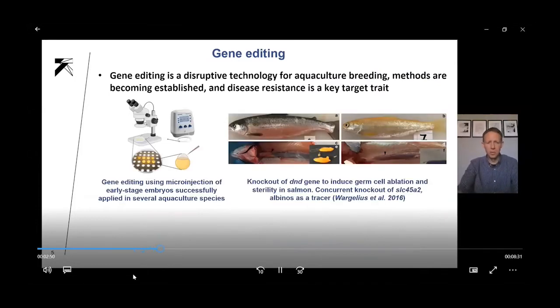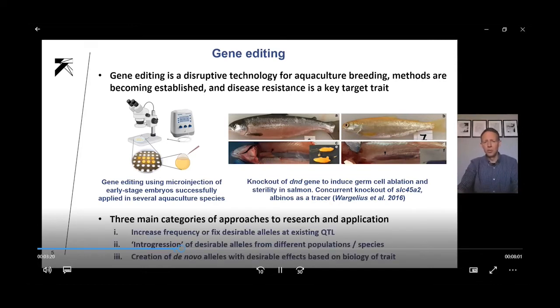Typically, gene editing, and we'll have heard some of this today, has been performed using microinjection into early stage embryos, which has been successfully applied in a number of aquaculture species, with one of the first examples coming from the group of Anna Wargelius with the knockout of the DND gene to result in germ cell ablation sterility, and you can see also the concurrent knockout of the SLC45A2, resulting in albinism, which is used as a tracer edit.